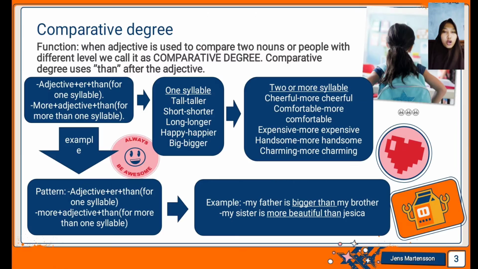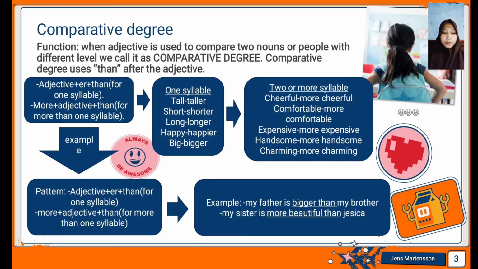Next, comparative degree. The function is when an adjective is used to compare two nouns or people with different levels. We call it comparative degree. Comparative degree uses "than" after the adjective, and the pattern is adjective plus er plus than for one syllable, and another pattern is more plus adjective plus than for more than one syllable.